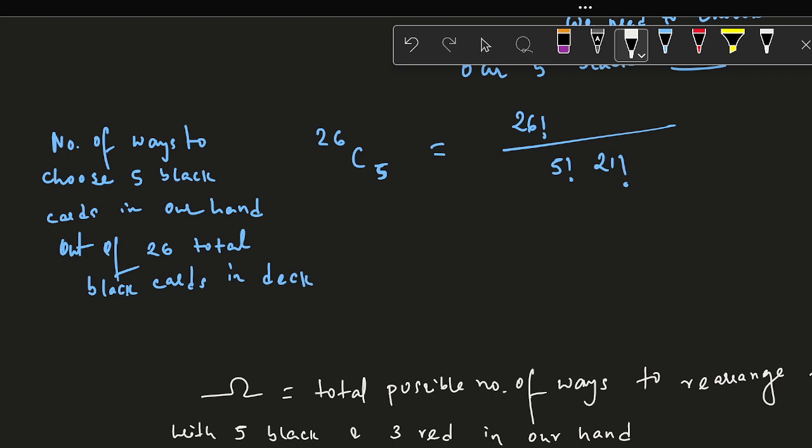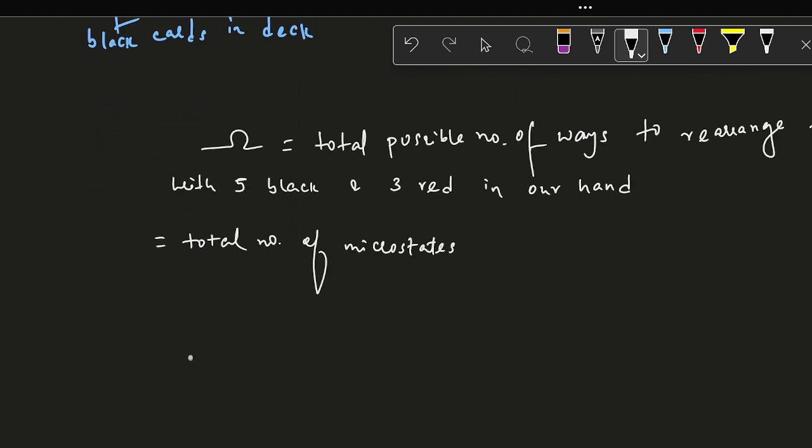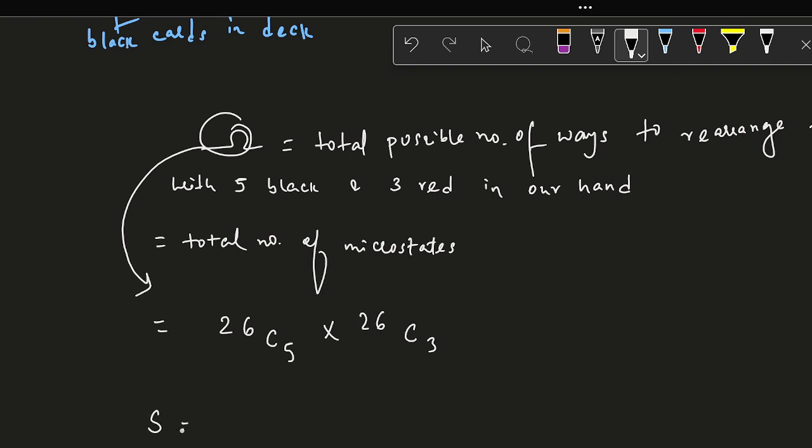So in this case it will just be the multiplication of two ways, that means 26C5 into 26C3. We have to multiply because we have both red and black cards, right? So each of the possible ways will be multiplied with each other, and that's how we get omega. And once you get omega, then it is simple to get S, because then S equals KB ln omega.